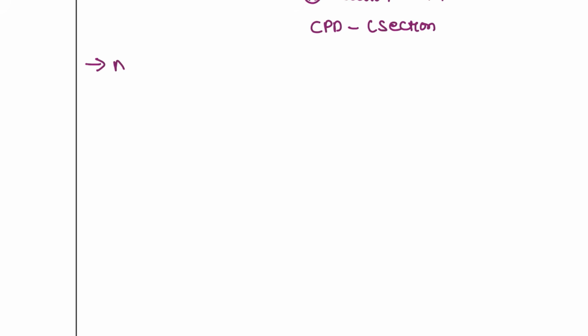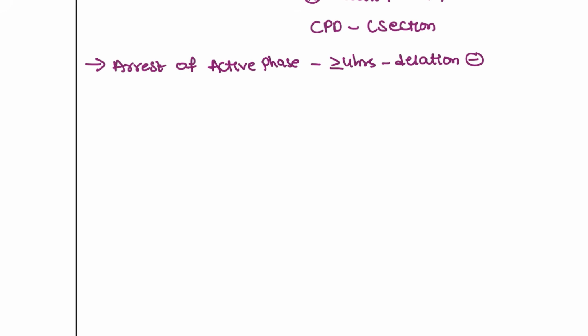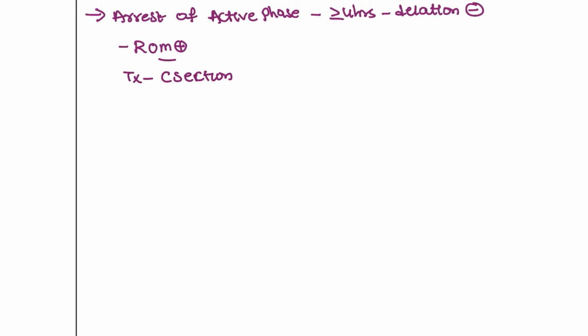Next, arrest. So arrest of the active phase. If the baby and the mother are having an arrest in the active phase, that means almost more than 4 hours have passed and still the dilatation has not progressed. Even after rupture of membranes, still there is no progression of the dilatation. Then we have to go for the C-section, because once the rupture of membranes has happened, the baby can have cord compression. So that's why we have to proceed for the C-section.